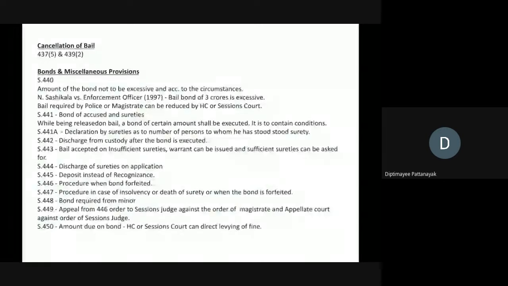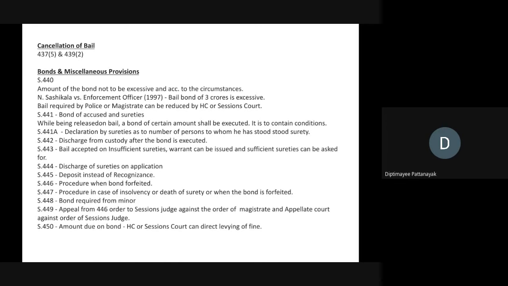There are other provisions which deal with various aspects of bond. That is Section 441, which says that while being released on bail, a bond of certain amount shall be executed, and it is to contain conditions. Section 441A says that a declaration is to be made by the surety who is taking the person on bail as to the number of persons to whom he has stood surety. So he'll disclose that these are the persons for whom he has stood surety. Section 442 says that after the bond is executed, only then will the person be discharged from custody.